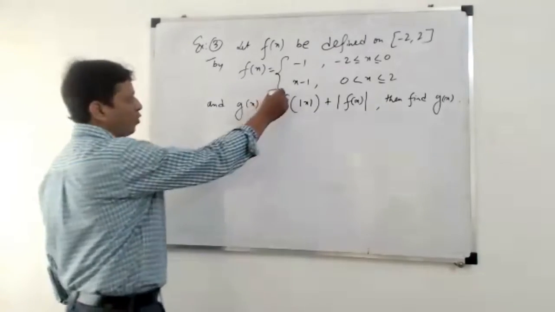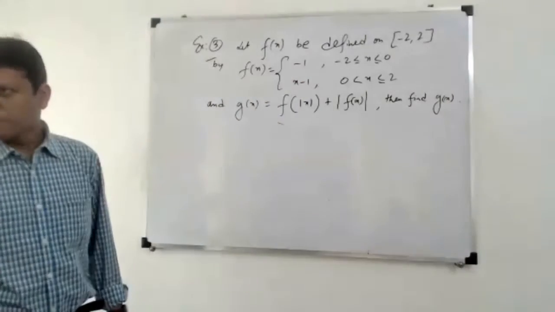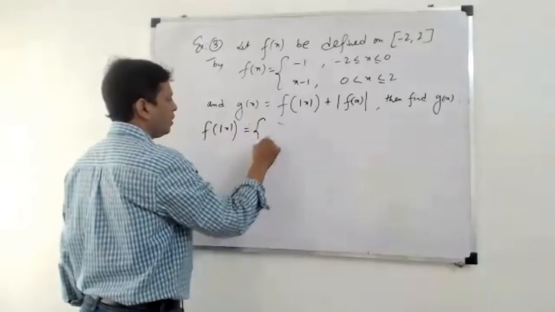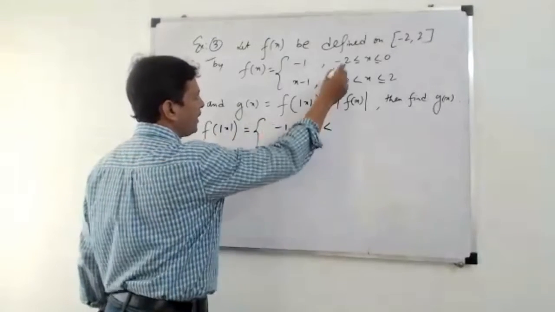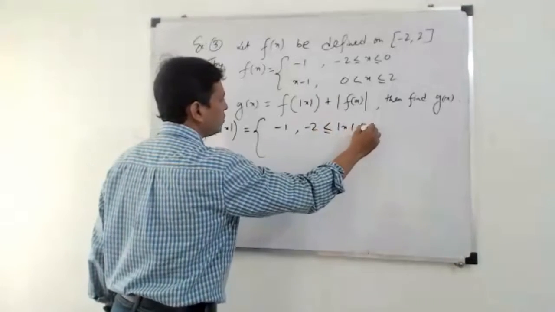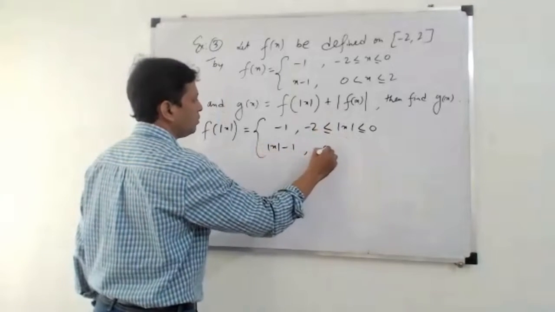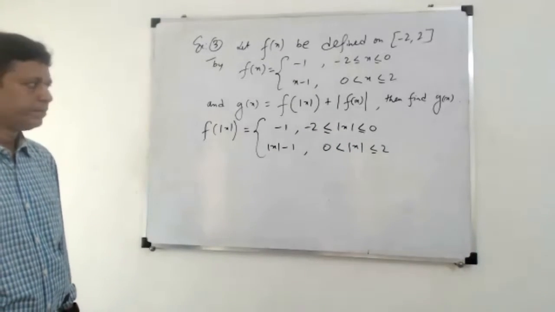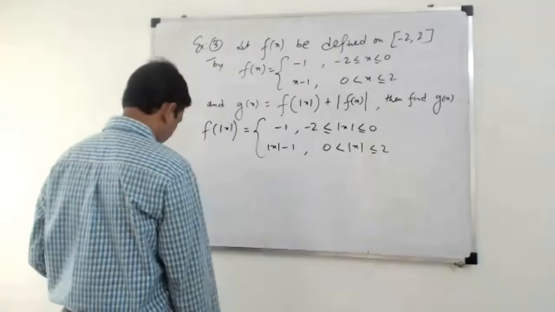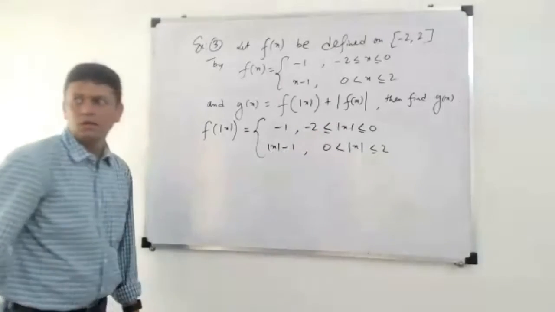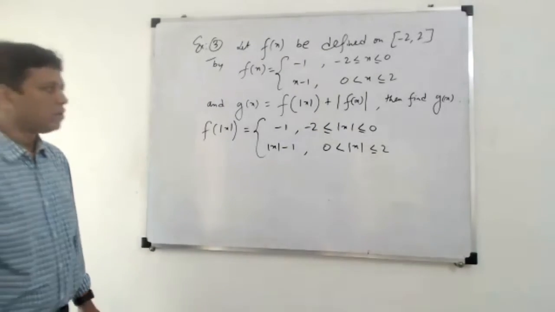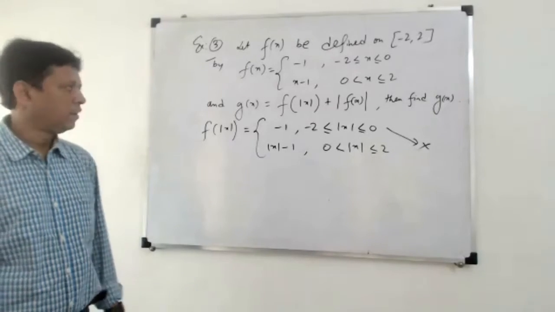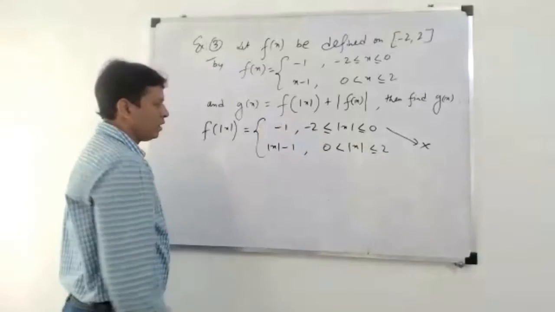First of all, find out f of mod x. Part by part. Let us start with f of mod x. What will it be? |x| - 1. All x should be replaced by mod x. Clear? Now, is this possible? No, sir. So this is not possible. Mod x cannot be negative. So negative value is not possible. And so you remain with this one.